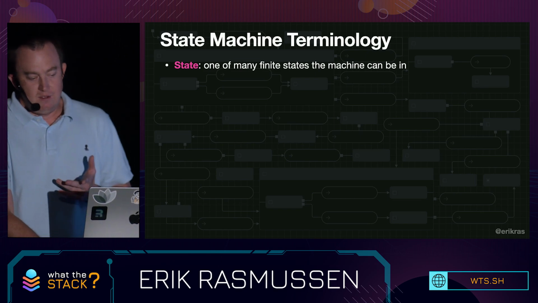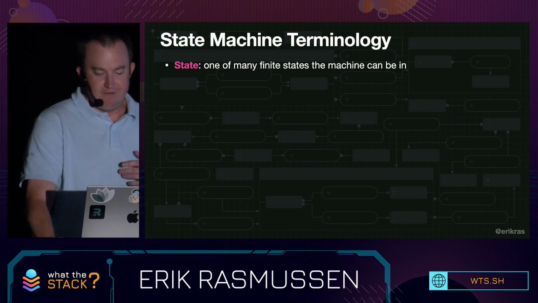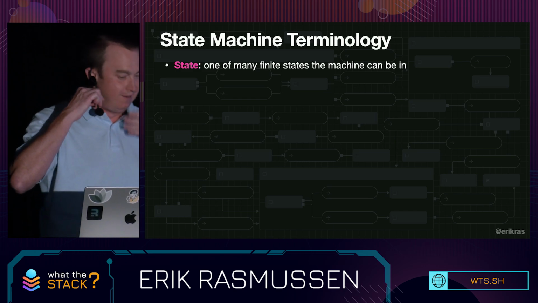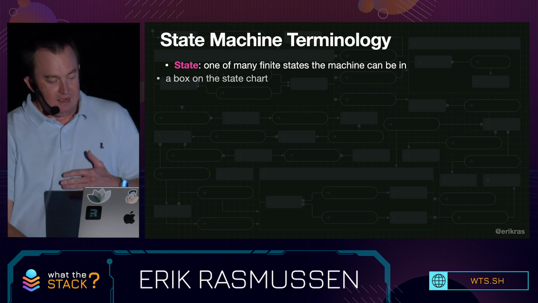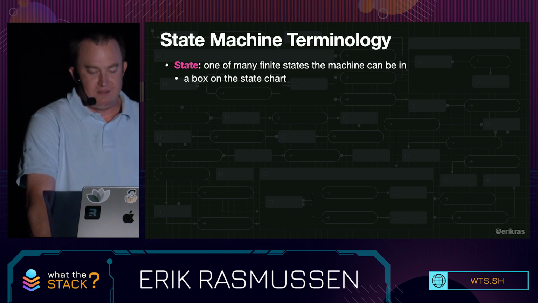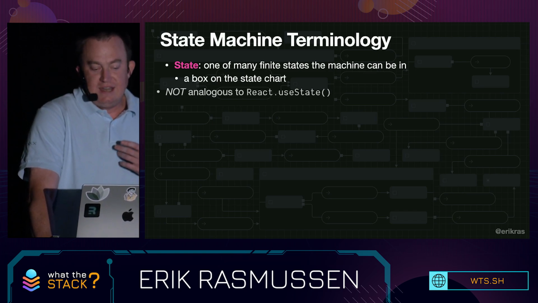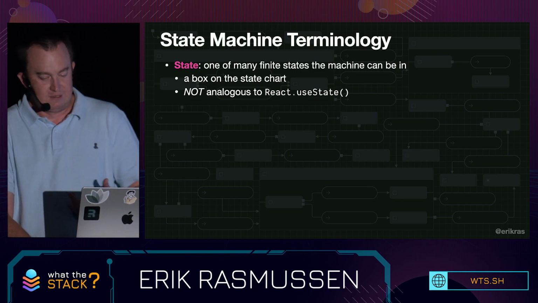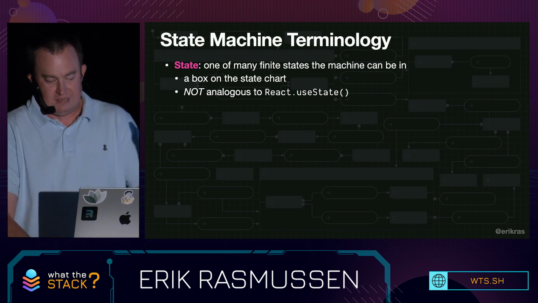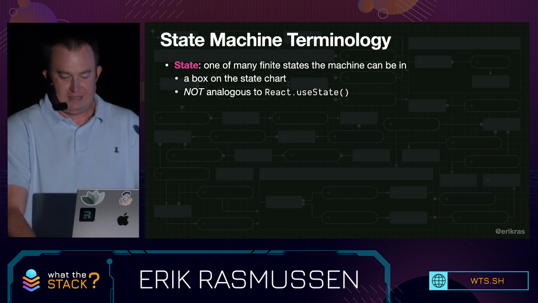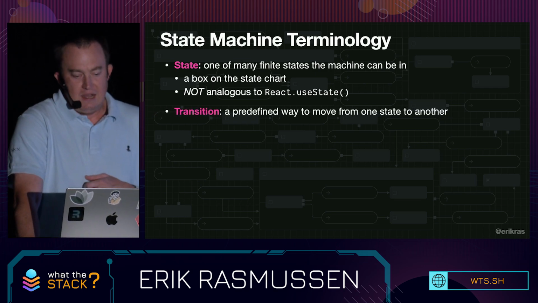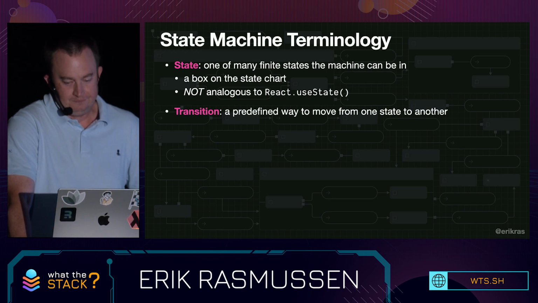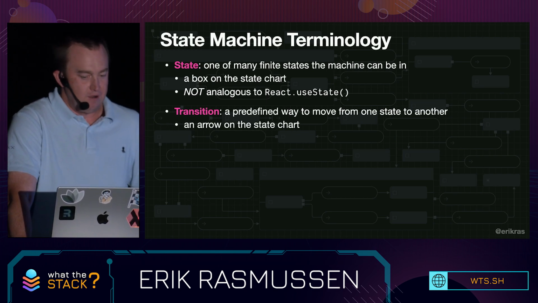First, a state is one of many finite states that a machine can be in. This is represented by a box on the state chart. This is not, however, analogous to React useState or Redux or anything like that. This is just a representation of being in a state. A transition is a predefined way to move from one state to another. This is represented by an arrow on the state chart.